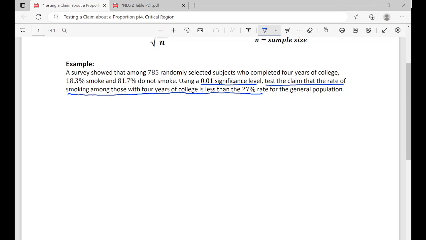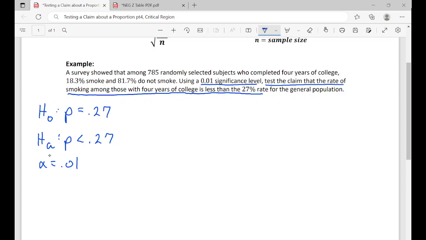So let's start off by writing out our hypothesis test. So the null hypothesis, and since we're dealing with proportion, it's going to be P. So P is going to be equal to the 27%, so 0.27. And the alternative, since it says less than 27%, is going to say less than 0.27. We also have an alpha value of 0.01. And from here, we're going to find our critical value.